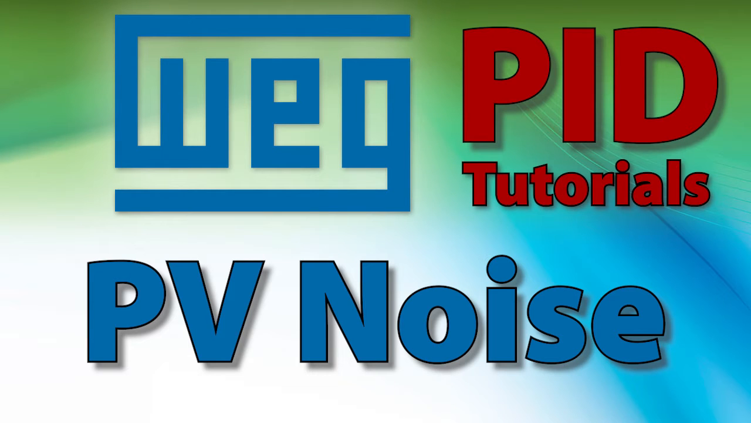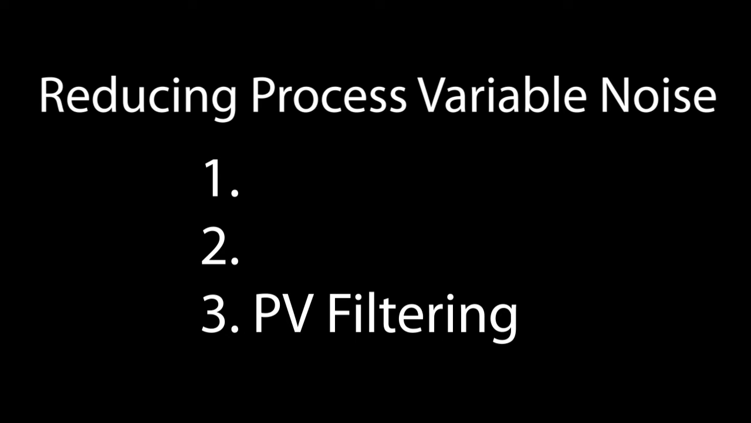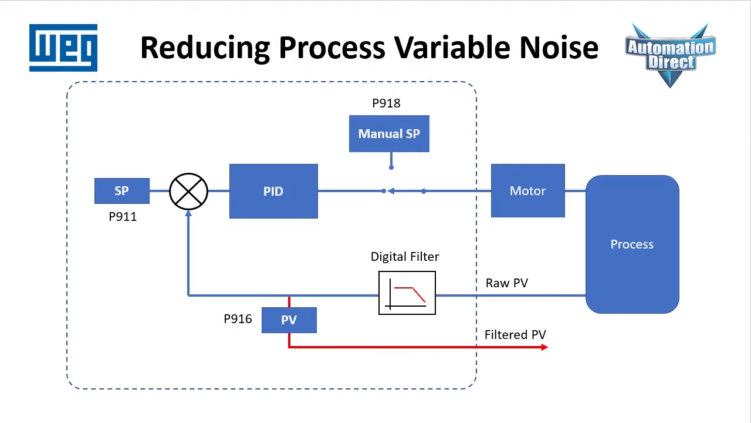Let's look at 3 ways you can improve your process variable signal and ultimately your PID system performance. And let's start with number 3, process variable filtering, because it's the one everybody turns to first when it should be your last resort.